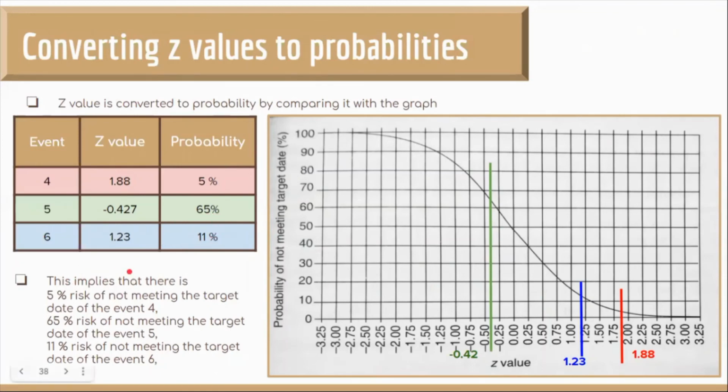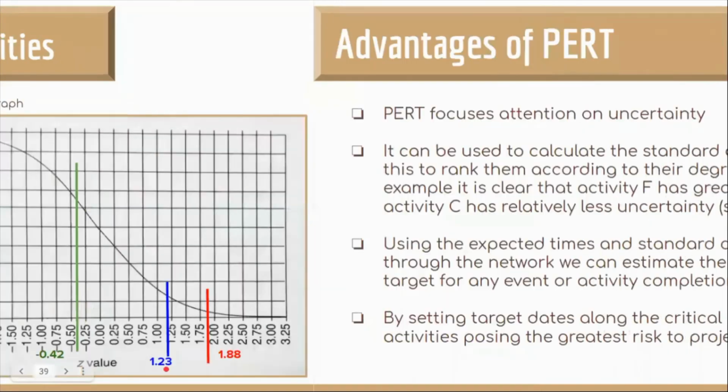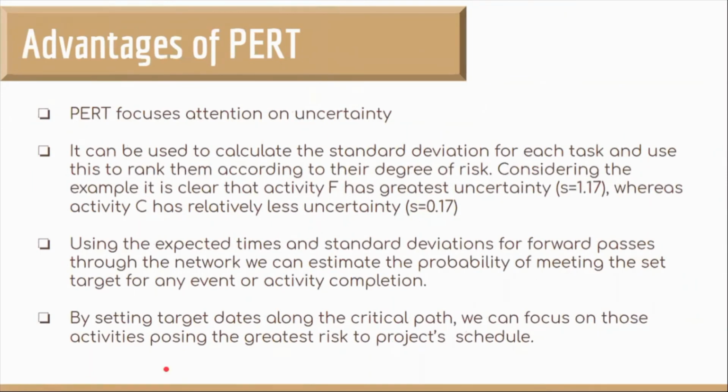To sum up, this implies that there is 5% risk of not meeting the target date of event 4, 65% risk of not meeting the target date of event 5, 11% risk of not meeting the target date of event number 6. Next up, we have advantages of PERT.